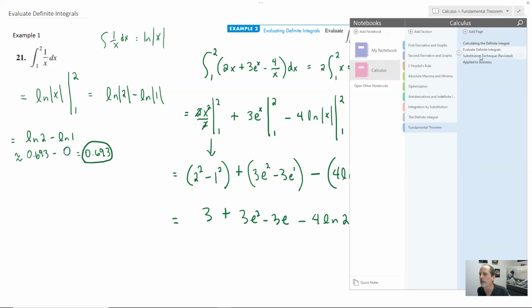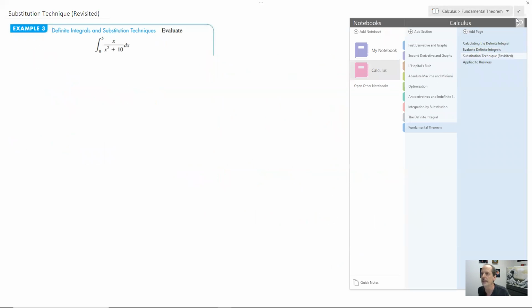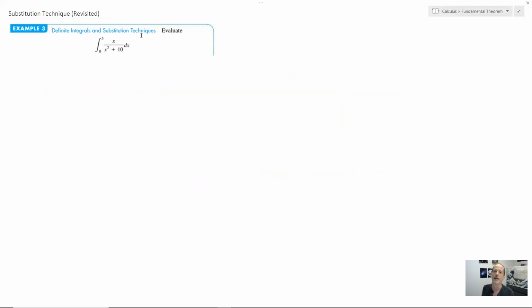Okay, we're going to revisit substitution as a technique when we see something like this. And you have the option of, after you've created your substitution, you can actually rewrite it in terms of u, which is probably the way I prefer to do it because it's fewer steps. So we'll do it that way. And we may come back and do it the other way as well.